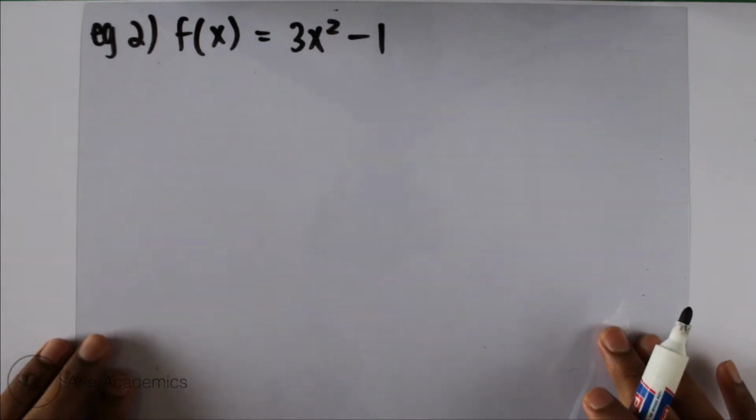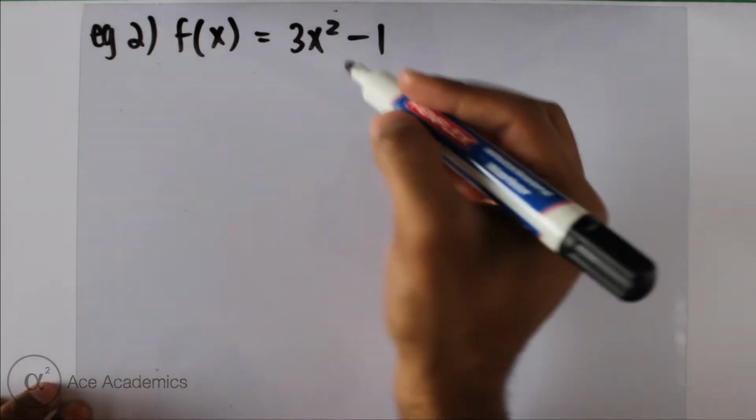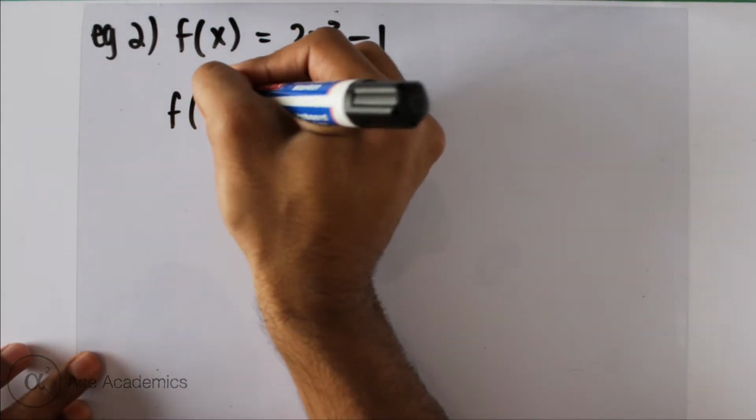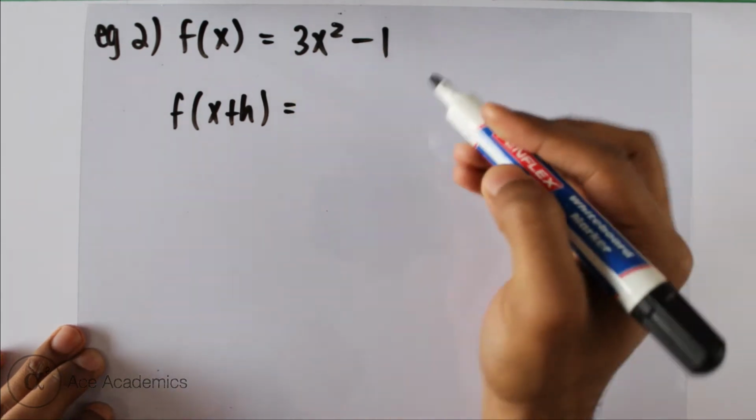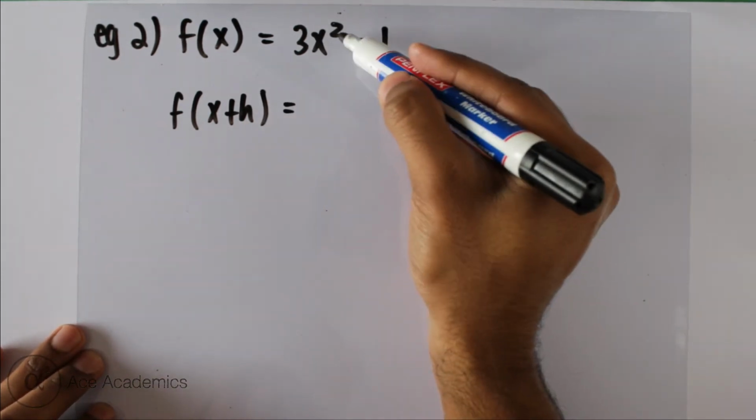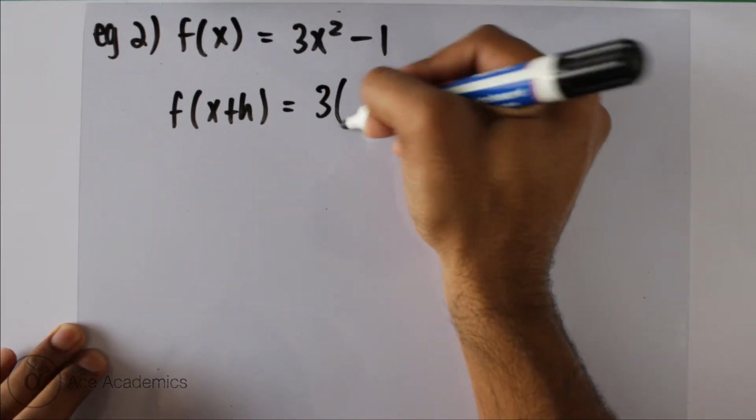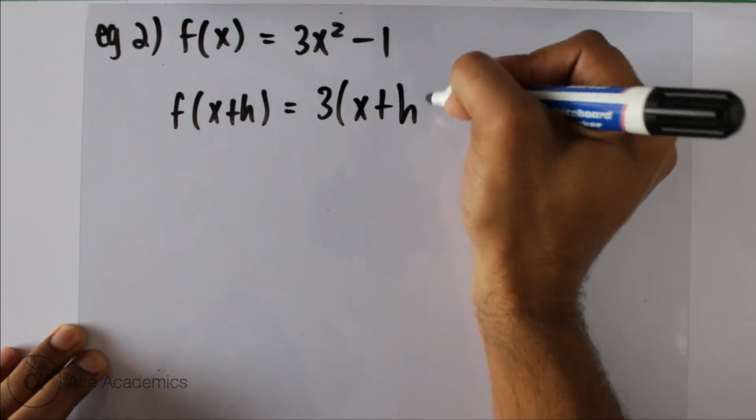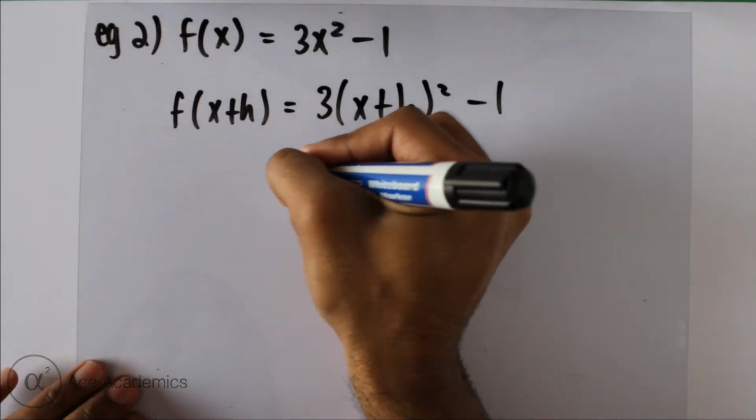The next example is f of x is 3x squared minus 1. So as we've done previously, we're going to find out what f of x plus h is. And we said that wherever x was, we're going to substitute x plus h. Now remember, in this question, x is squared. So it's going to be 3 into x plus h all squared, minus 1. And we're going to simplify this out.